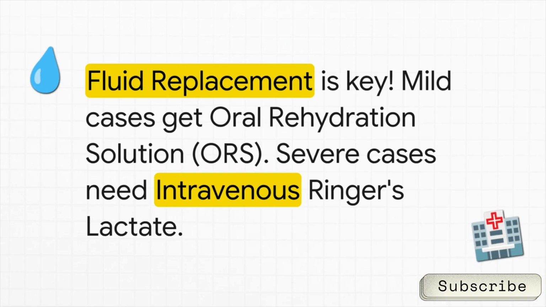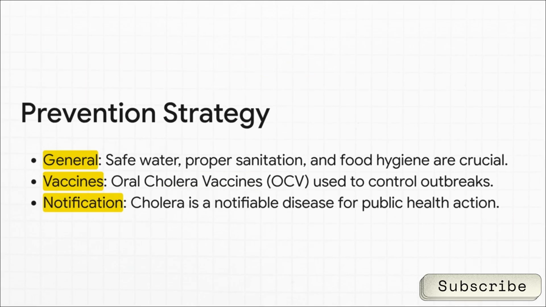For mild to moderate cases, we can use oral rehydration solution, or ORS. But for a severely dehydrated patient, you need to get an IV line in immediately and start them on Ringer's lactate. So that's how we treat an individual. But how do we prevent this from happening in the first place? Well, on a larger scale, it all comes down to basic public health. Safe water, proper sanitation, and good food hygiene are the ultimate weapons against cholera. We also have oral cholera vaccines, which the WHO recommends using during outbreaks to get them under control.